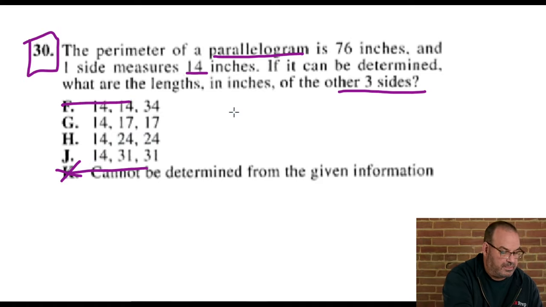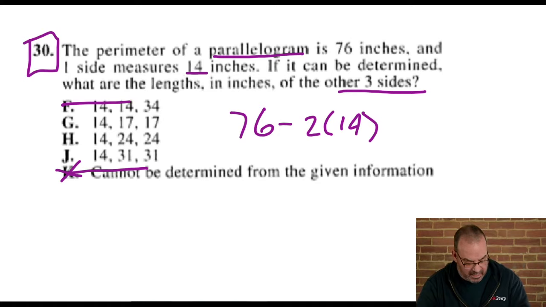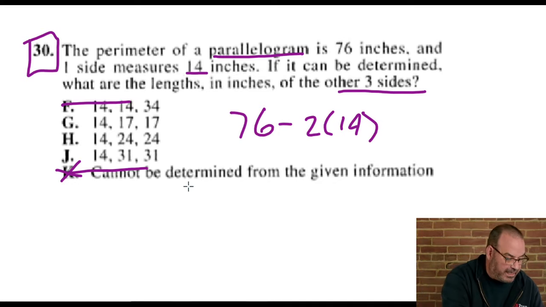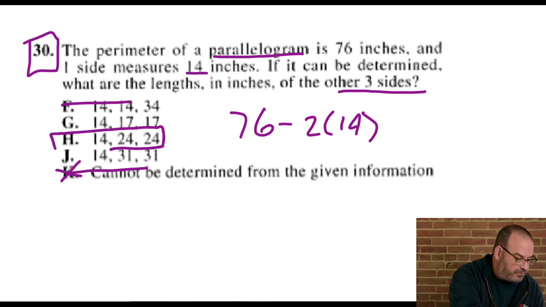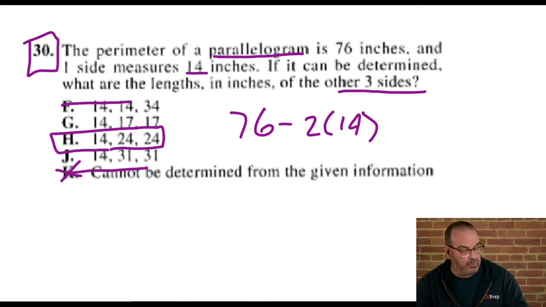So what do we do? We take 76 minus 2 times 14. So let's take our handy-dandy TI-84 that somebody left in my office. Whoever you are, if you're watching, this is your calculator. 76 minus 2 times 14 is 48, and half of 48 is 24. So the sides are 14, 14, 24, and 24, which add up to 76.